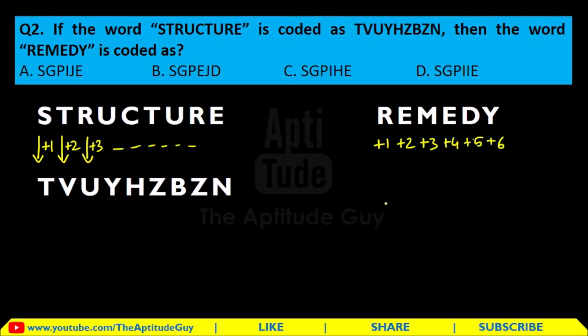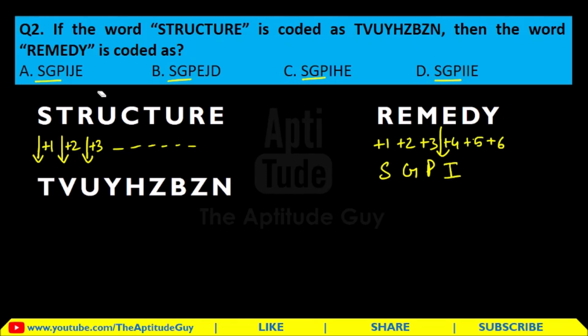Now how do we save our time over here? Here is the thing. If you look at the options, do you see something common over here? Of course, we have SGP, SGP, SGP, SGP. Every single option has SGP. So do we need to even figure out the first three letters over here? Absolutely not. We already know that it is SGP. So we can directly start with E plus 4. What is E plus 4? E, F, G, H, I. So we have I over here.